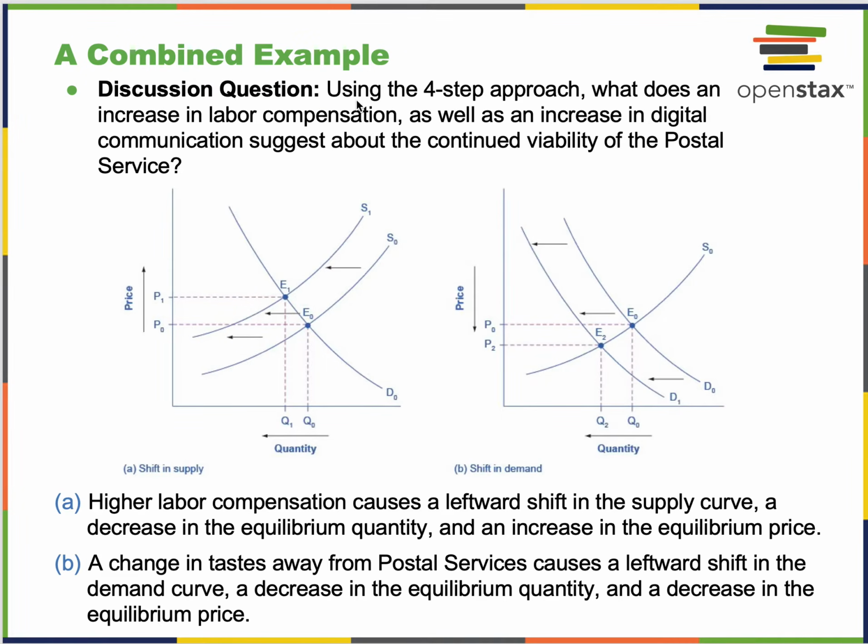A combined example. Using a four-step approach, what does an increase in labor compensation as well as an increase in digital communications suggest about the continued viability of the Postal Service? Okay, so people are using more email. They don't have to send so many letters. They don't have to send so many things. You can just send whatever you're going to send via email.